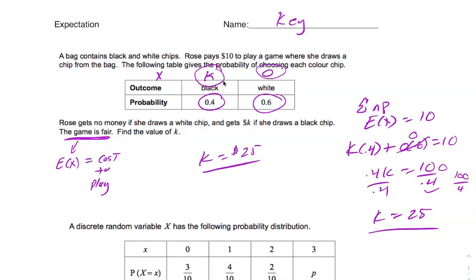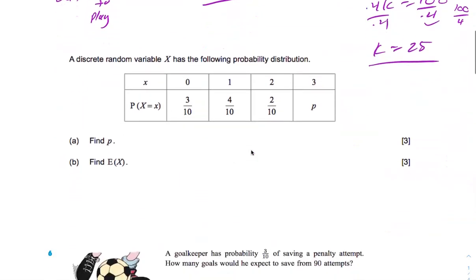Again, all that means is that for this to be a fair game, if Rose pays $10 to play the game, she's only going to win 40% of the time, and she's going to lose 60% of the time. So to make this game fair, for her expected win to be what she paid, you have to make the value of winning $25. That's all it means.